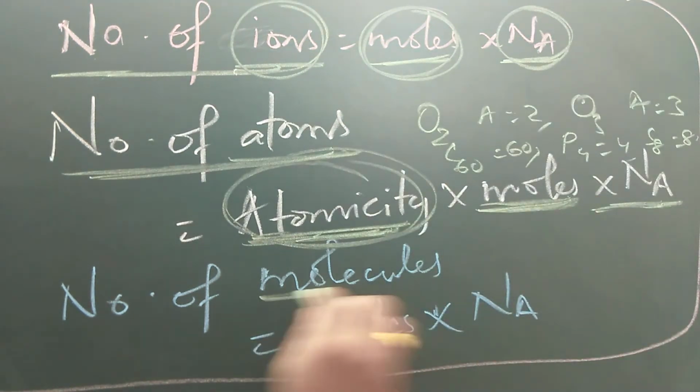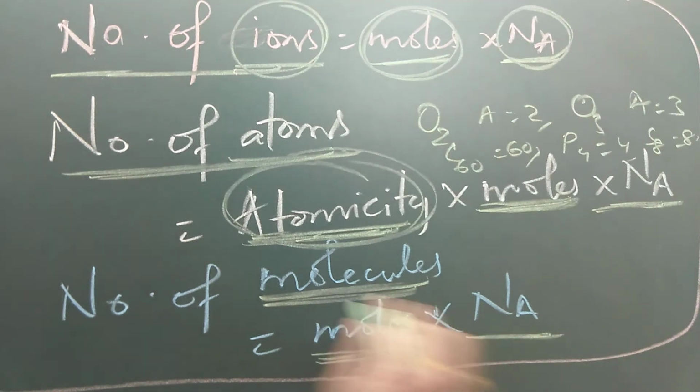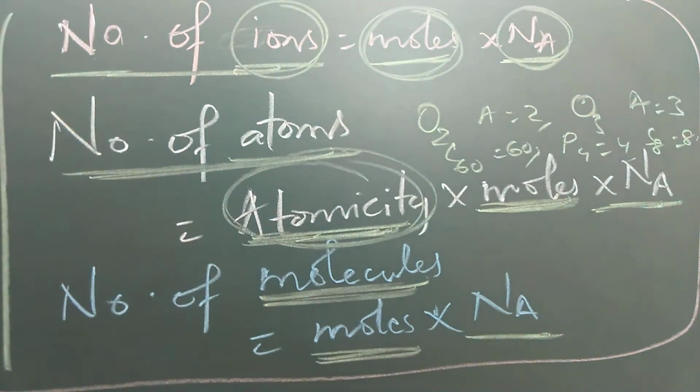Now the number of molecules can be calculated using the formula number of moles into Avogadro number. So these formulas will help you find the number of ions, number of atoms, as well as number of molecules present in the given number of moles of a particular species.